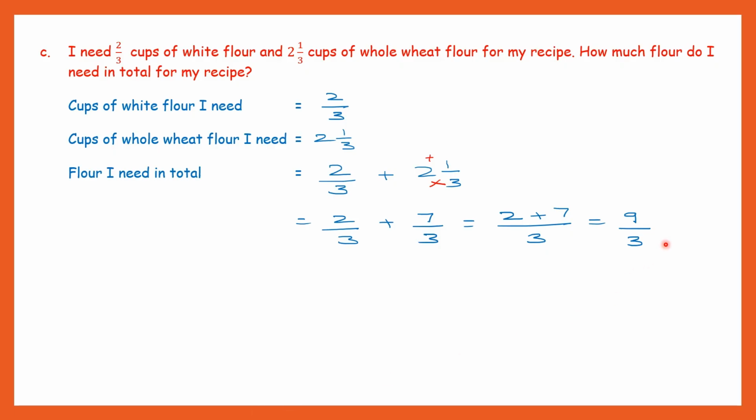We can convert it to a mixed number or a whole number. Here, as you can see, this is divisible by 3. That is, 3 1's are 3, 3 3's are 9. So we have 3 as our answer. So how much flour do I need on the whole? I need 3 cups of flour. 3 cups of flour in total to make my dish. That is for my recipe. So what is my final answer? 3 cups of flour I need.